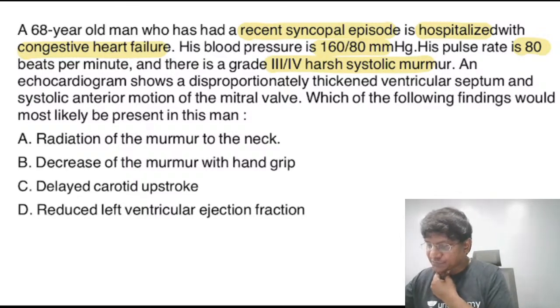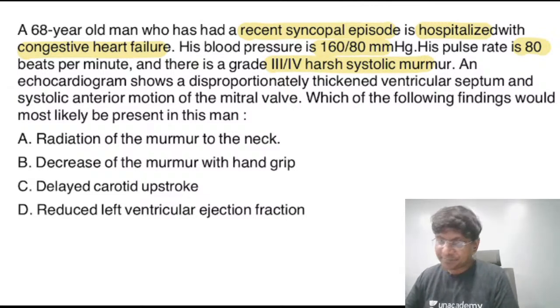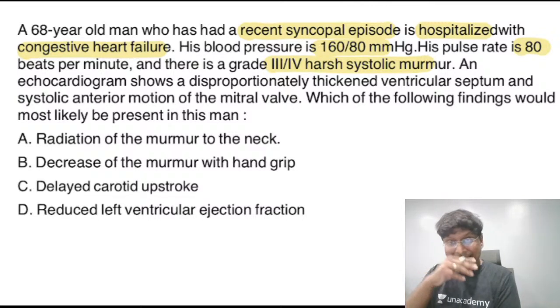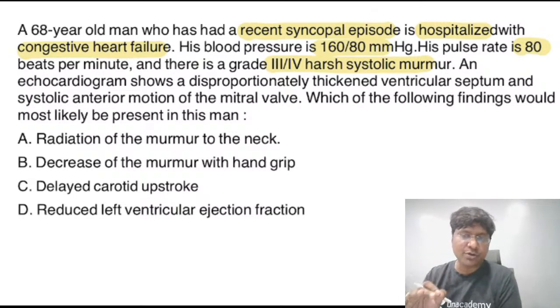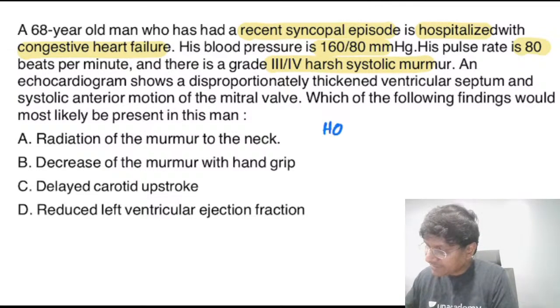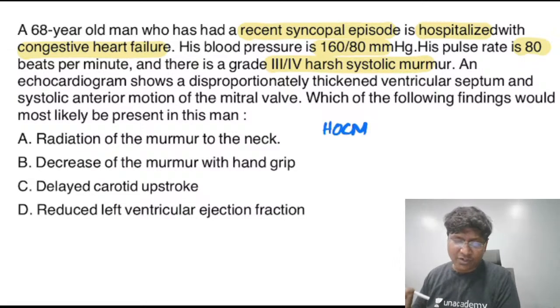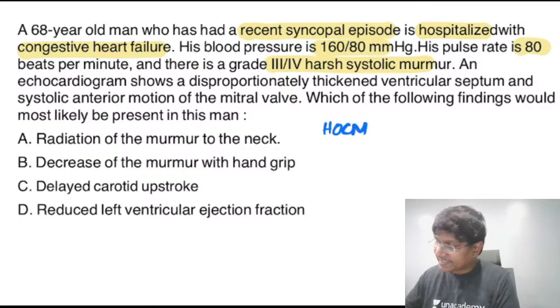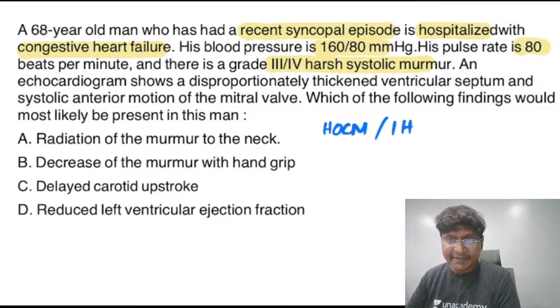Yes, what is the diagnosis first of all? Yeah, so it is a case of idiopathic hypertrophic subaortic stenosis. Okay, basically we can call it HOCM, hypertrophic obstructive cardiomyopathy, or we can consider it as idiopathic hypertrophic subaortic stenosis.